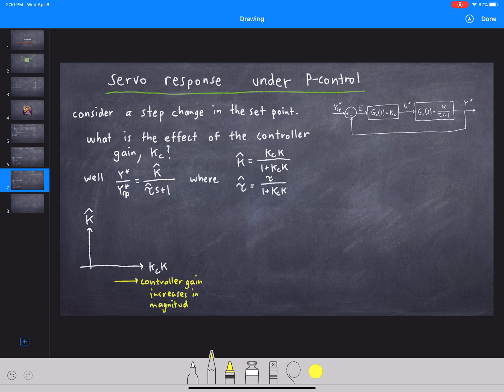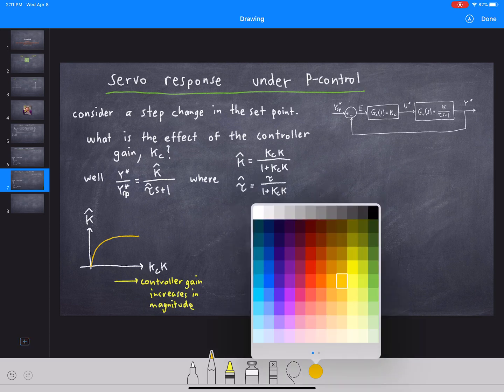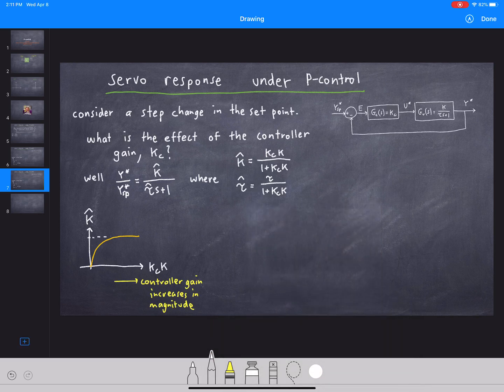So this is a more aggressive controller as we go to the right here. What we see is if Kc is 0, then of course nothing happens because you have no controller, so you make a set point change and nothing happens. So you start out here, and then as you jack up your controller gain, it saturates, and eventually it does go to 1. So the more aggressive your controller is, the higher Kc, the more that K hat will go to 1, and then your steady state offset will go to 0.